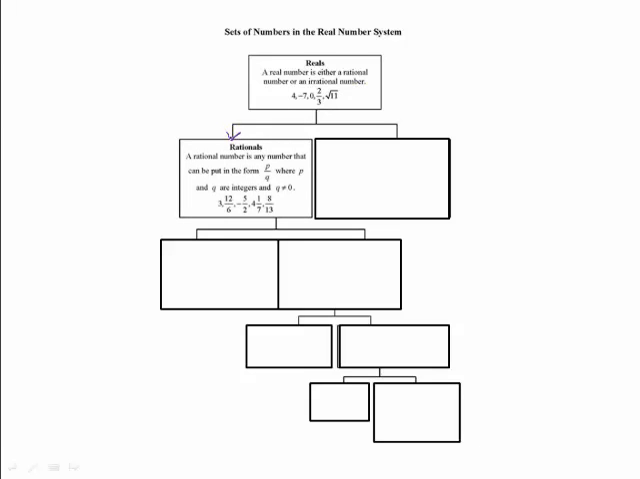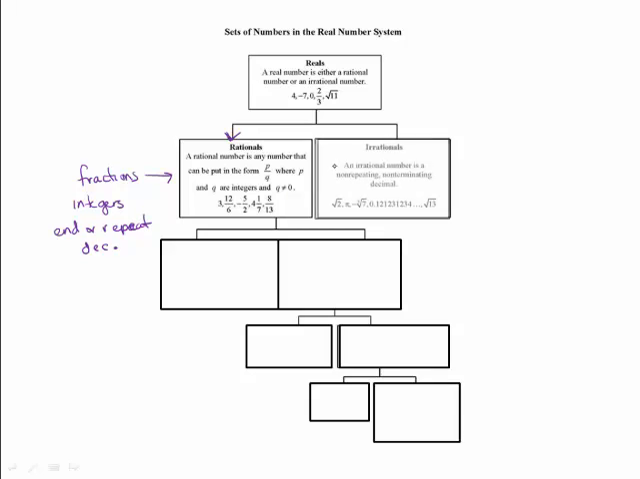If it's rational, we have numbers that can be written as a fraction. So this is fractions, integers, and ending or repeating decimals. If you're not rational, then you're irrational. And an irrational number is a non-repeating, non-ending decimal. So we have square roots of imperfect squares, cube roots of imperfect cubes, pi, numbers that go in what looks like it could be a pattern, but it's not exactly a pattern.